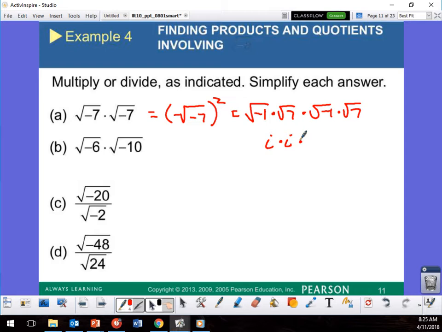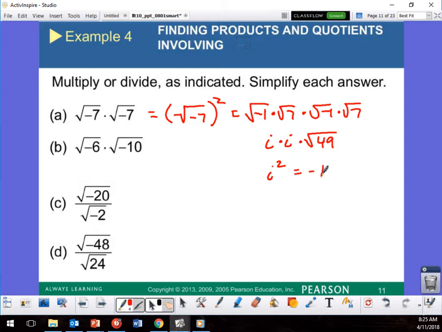Times, this together is going to be rad 49, right? Which is just 7. This piece is 7 right here. We're okay with that, right? What would I give for this? i squared, right? So if it's going to be i squared, that equals negative 1. That's going to give me a negative 1.